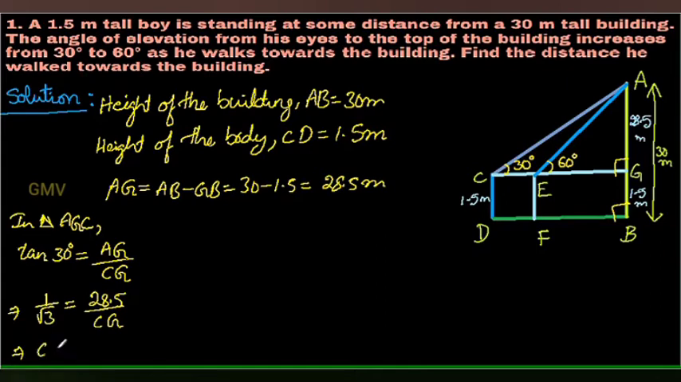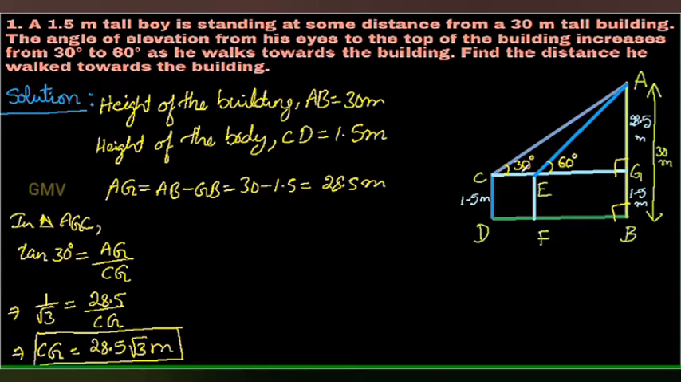It implies CG is transposed to LHS, so we get 28.5 root 3 meter. So this is the length of CG.